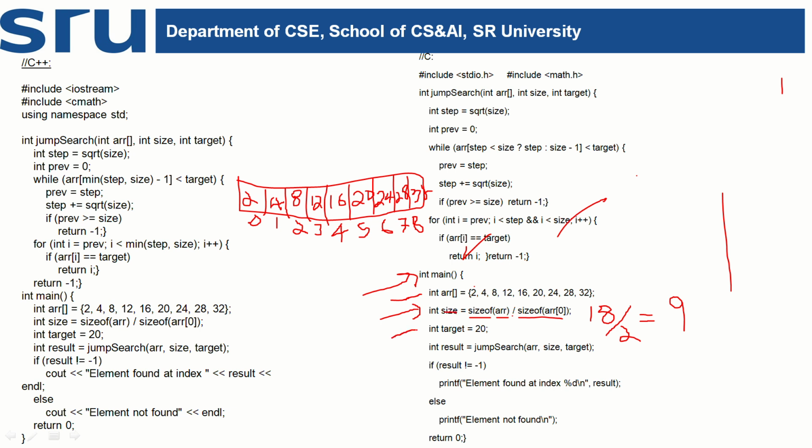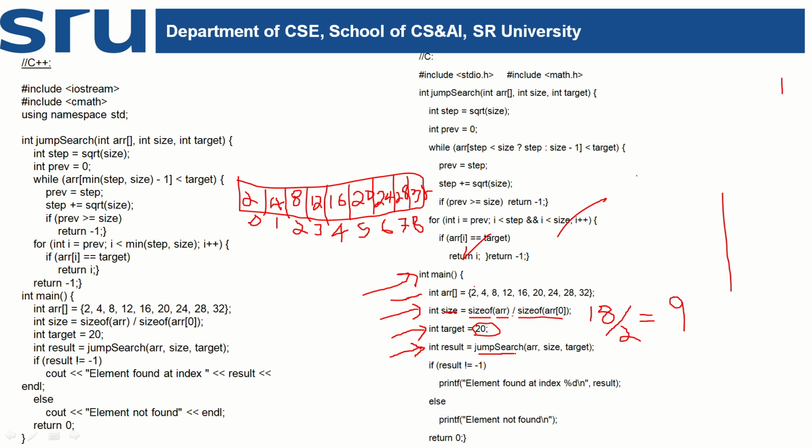Next, what are we declaring? An int for the element you want to find out is present in the array or not. That element we call the target element. The target element is the value we are storing, 20. Next, we are storing the result. Whether the target value is found or not, that information will be stored within the result variable.